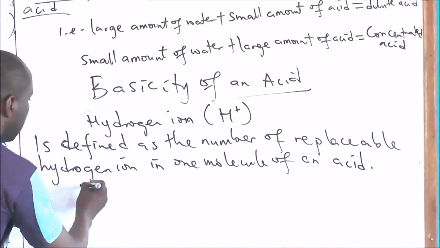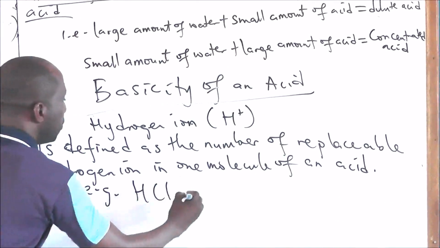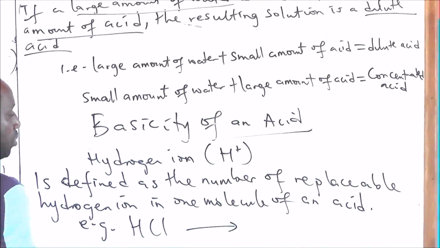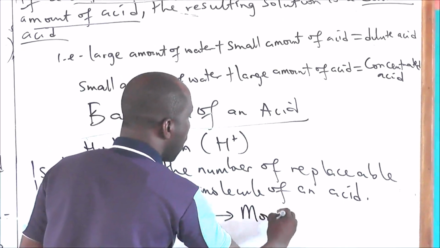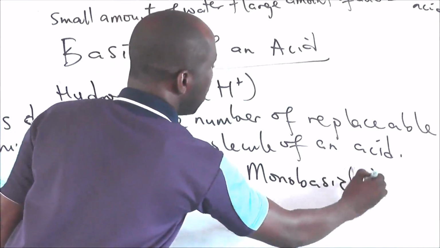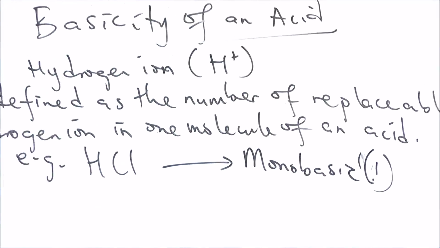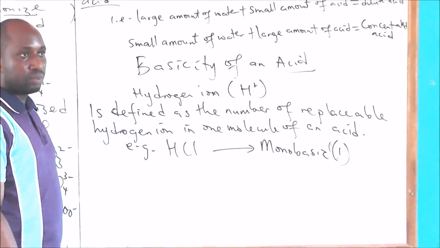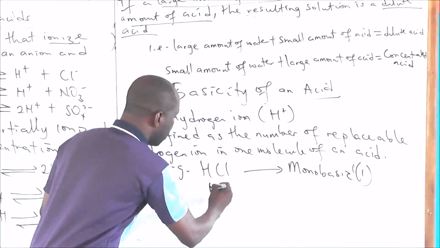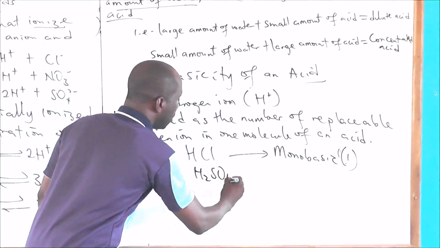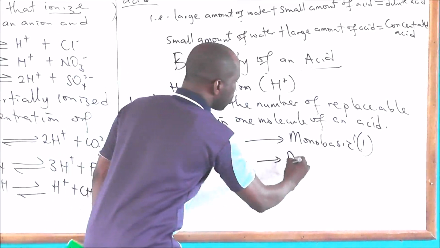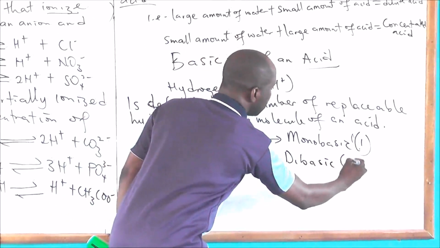For example, if I have HCl, I have one hydrogen ion that can be replaced. The basicity of this one will be monobasic. So I can replace this hydrogen ion with sodium to become sodium chloride, or with potassium to become potassium chloride. If I have H2SO4, the basicity is 2. Two hydrogen ions can be replaced there. That makes it dibasic.